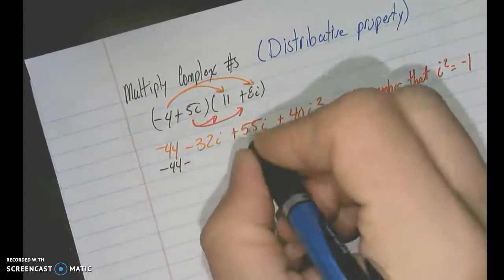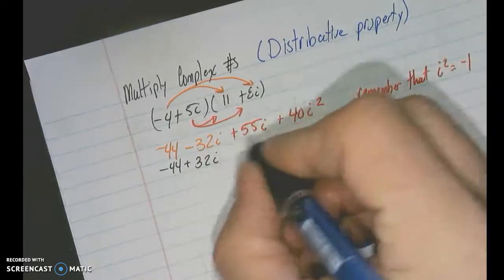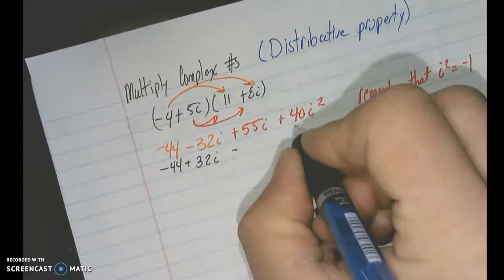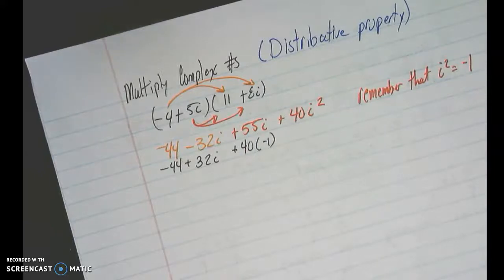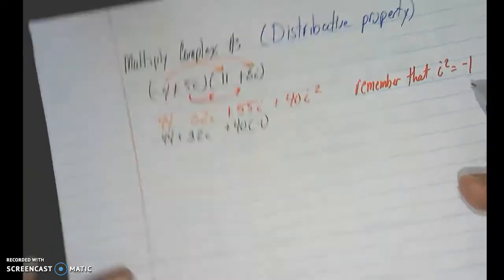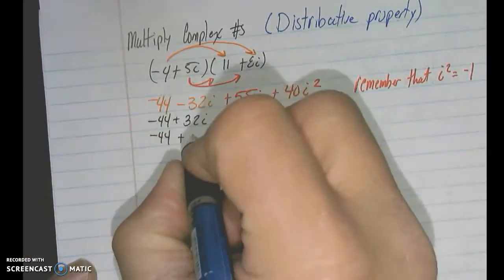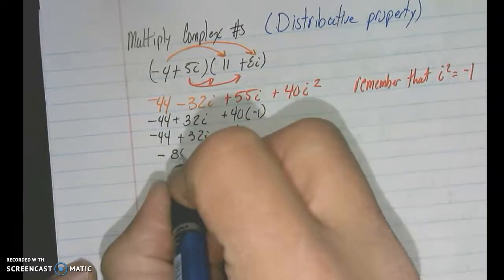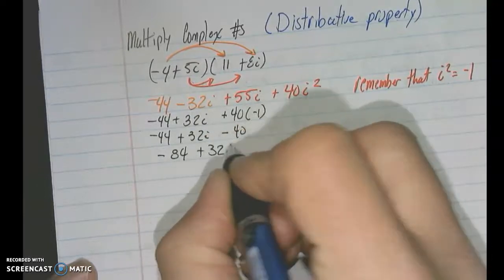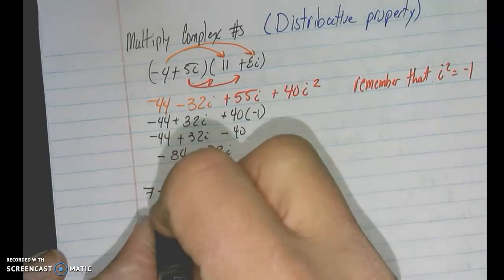So just to kind of write it down, I'd have negative 44. I can combine these two. That would give me positive 32i. Not i squared, just i, remember? And then this would become, let's do like this so we can see it. So 40 times negative 1, because i squared is equal to negative 1. Okay, so then that becomes negative 44 plus 32i minus 40. I still can combine some more like terms, just like that.